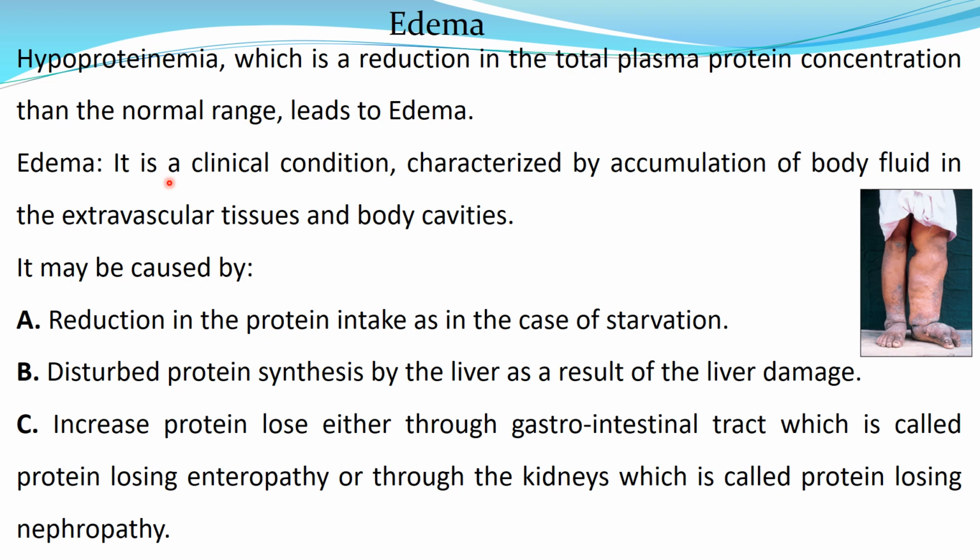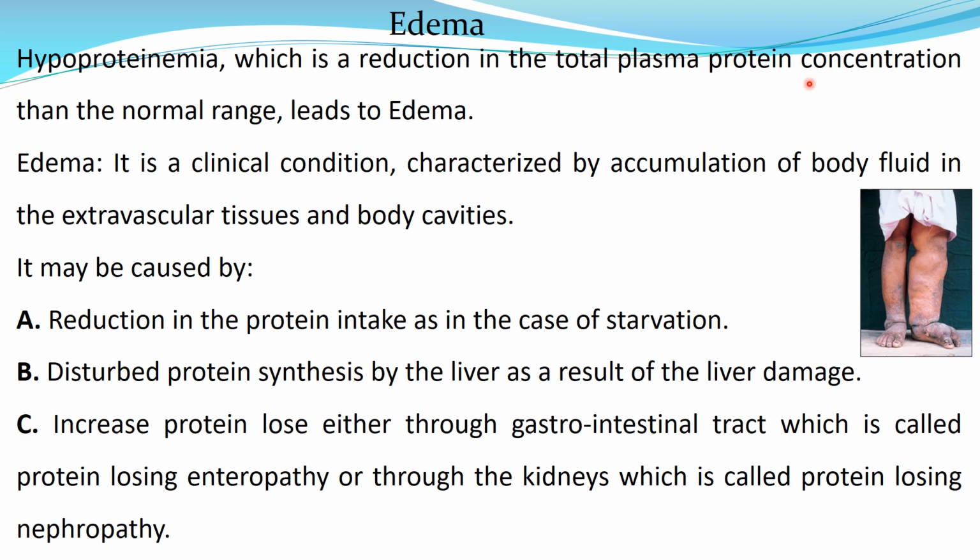So any changes in the level of the plasma proteins might lead to what? To a condition which is called hypoproteinemia. So what is hypoproteinemia? Hypoproteinemia is a reduction in the total plasma protein concentration than the normal range.